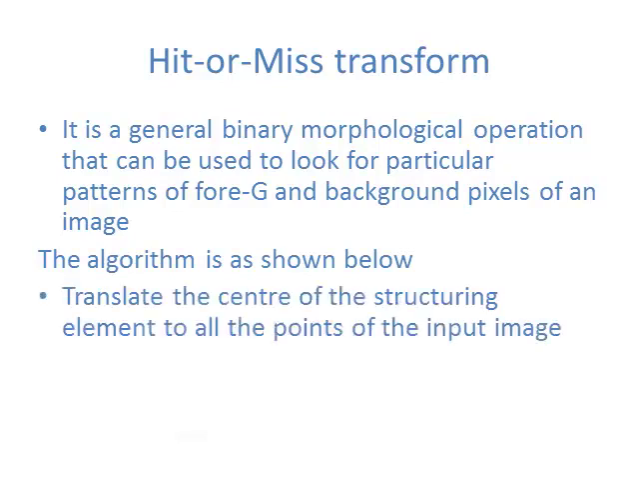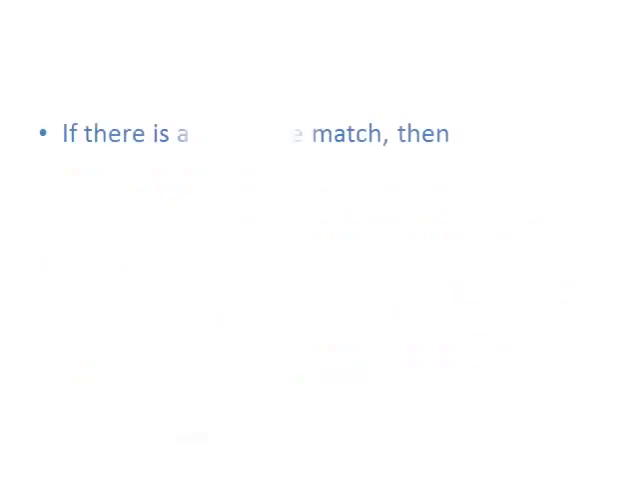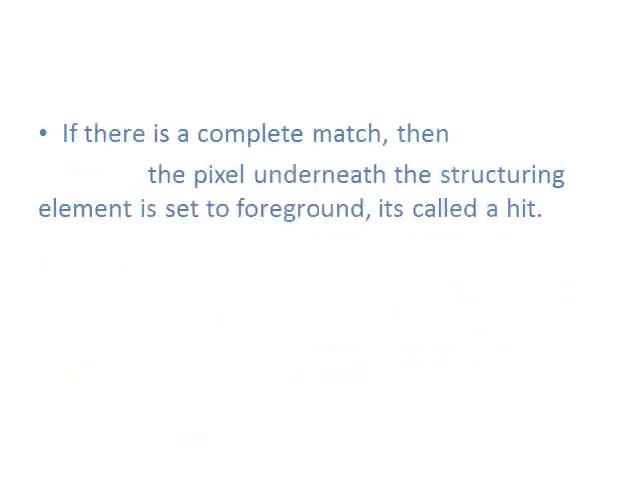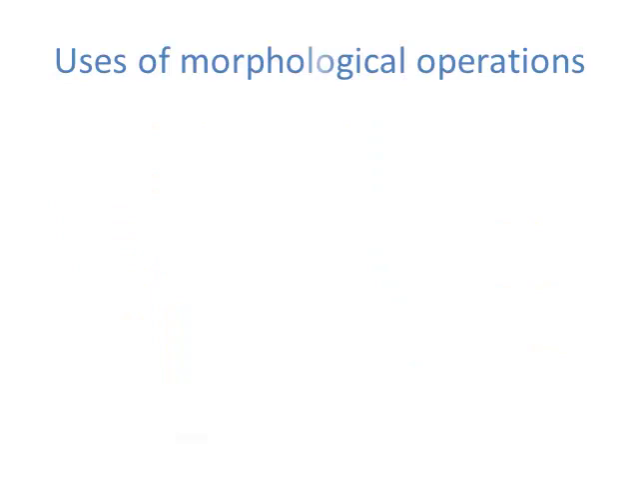First, translate the center of the structuring element to all the points of the input image. Then compare the structuring element with the image pixels. If there is a complete match, then the pixel underneath the structuring element is set to foreground. It's called a hit. Else, the pixel underneath the structuring element is set to background color and it is called a miss.